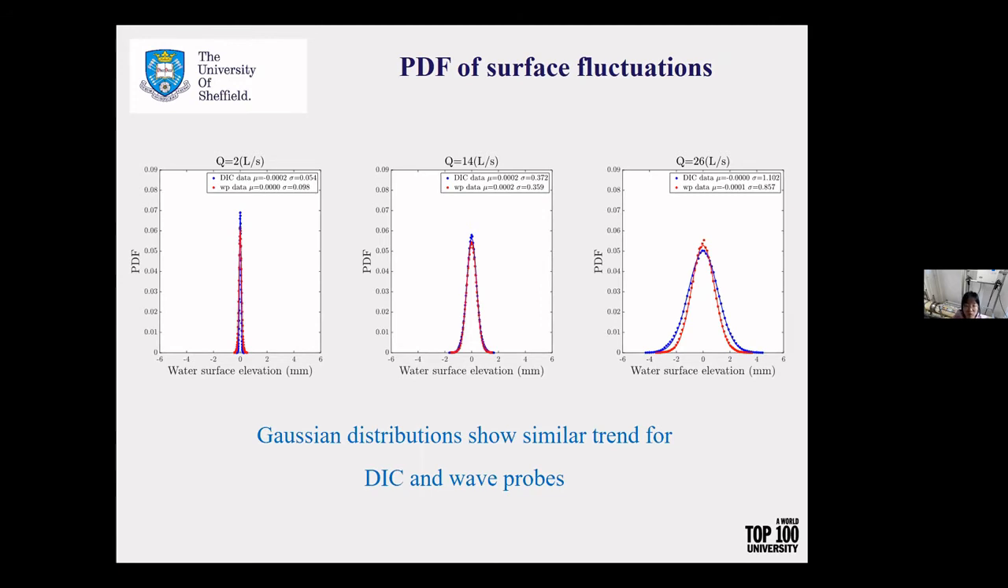Here, this figure shows the normalized histogram of the free surface fluctuations, and the lines show the standard normal distribution, the Gaussian distribution, for the water surface elevation. You can see comparable results from DIC and wave probe data, and they show a similar trend: with the increasing of the flow rate, the standard deviation increased.